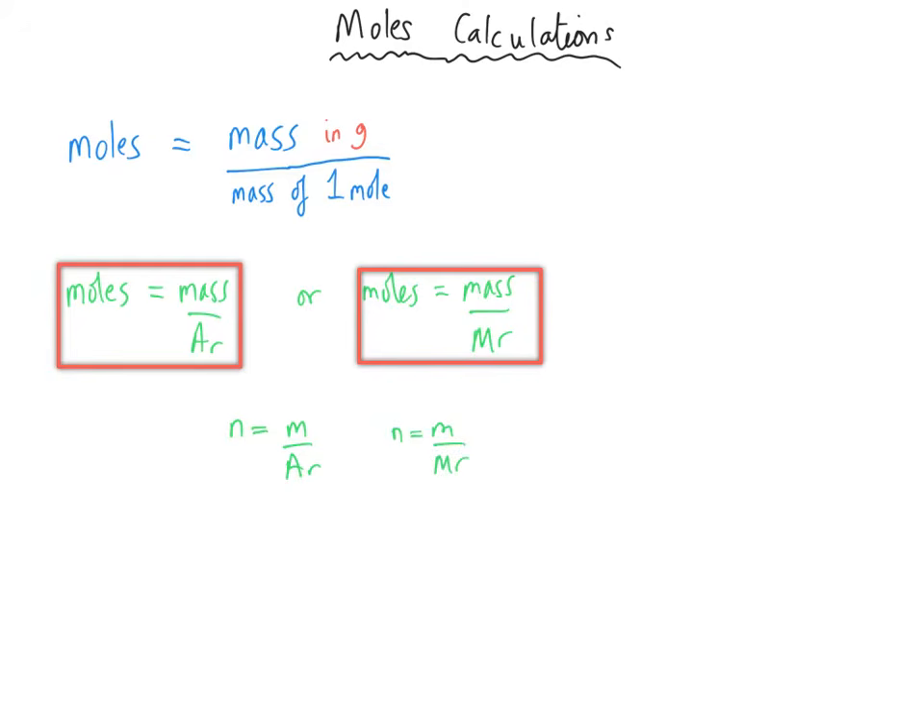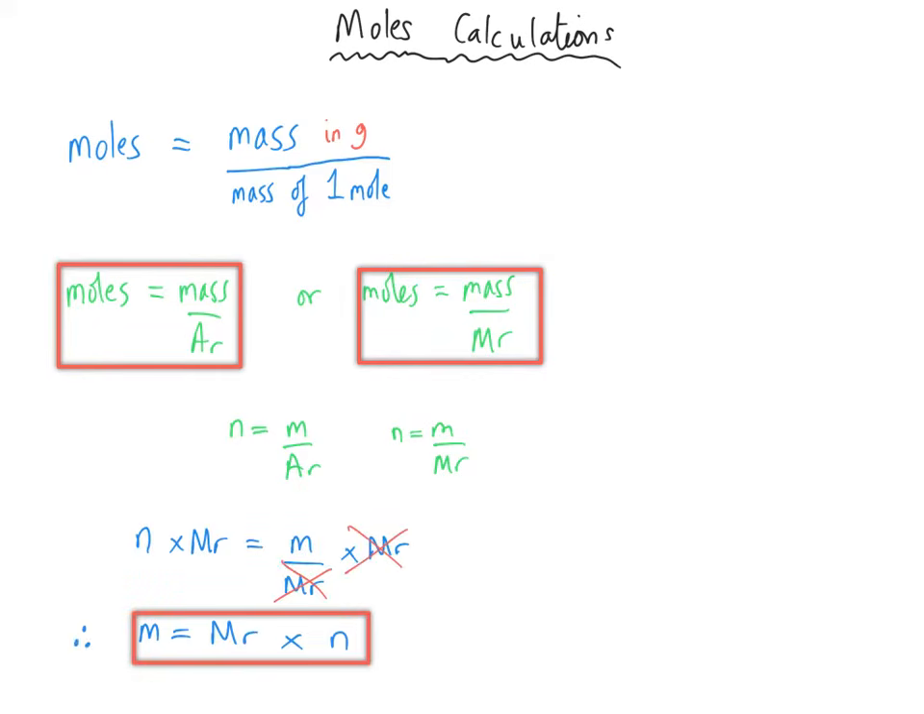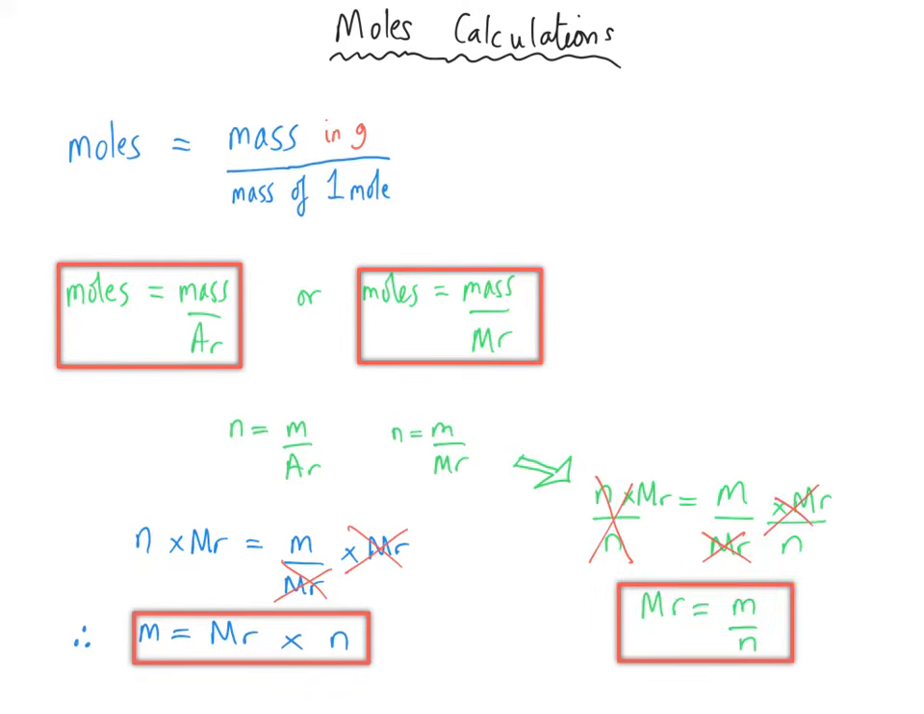Now, when you're working with this equation, you won't always be calculating moles, you might be calculating one of the other two. I prefer to rearrange this equation using algebra. So if we take it in its form that we've got here and we multiply both sides by relative molecular mass, we get mass equals MR times moles. Alternatively, we could multiply by MR and then divide by moles, and then we get the rearranged form of MR equals mass divided by moles. So that's the algebra method.